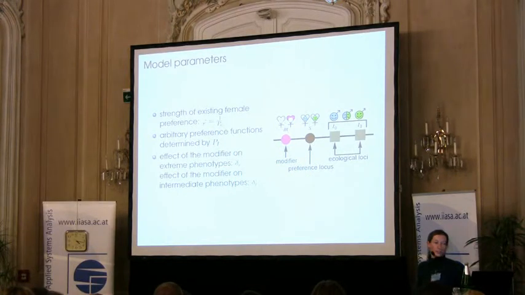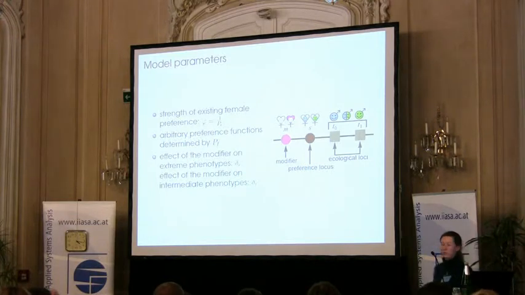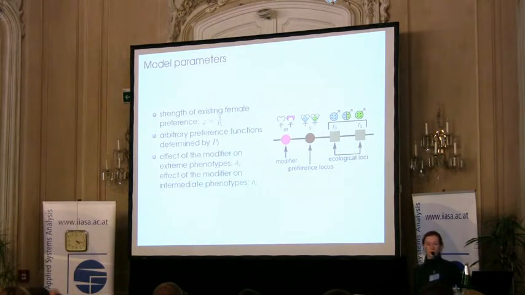Next I will introduce the model parameters. First we need a parameter for the strength of the existing female preference, which I call phi, and phi is 1 over a female preference value P_E. Then we can construct arbitrary preference functions determined by a parameter P_I, which include both the effects of viability selection and sexual selection. So we can construct preference functions with only viability selection, only sexual selection, and combinations of both. And last we have the effect of the modifier on the extreme phenotypes, delta E, and the effect of the modifier on intermediate phenotypes, delta I.